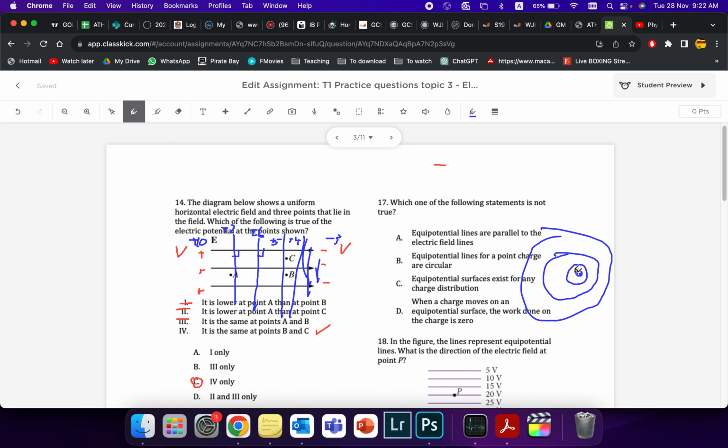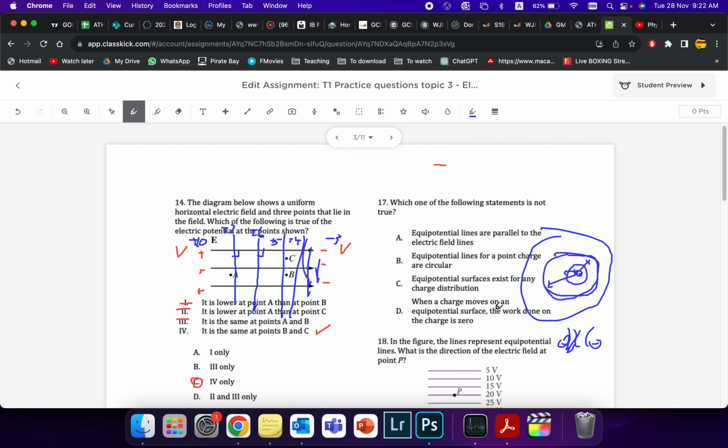Why does it go like this? Because the radius is increasing. My distance is increasing, and along the radius, the distance is the same. So this is fine. Exists for any charge distribution. Yes, I could have a plus and I could have a minus, and then the uniform fields will change. We did a little simulation on this in class. You can actually get the simulation from the PowerPoint, and you can check.